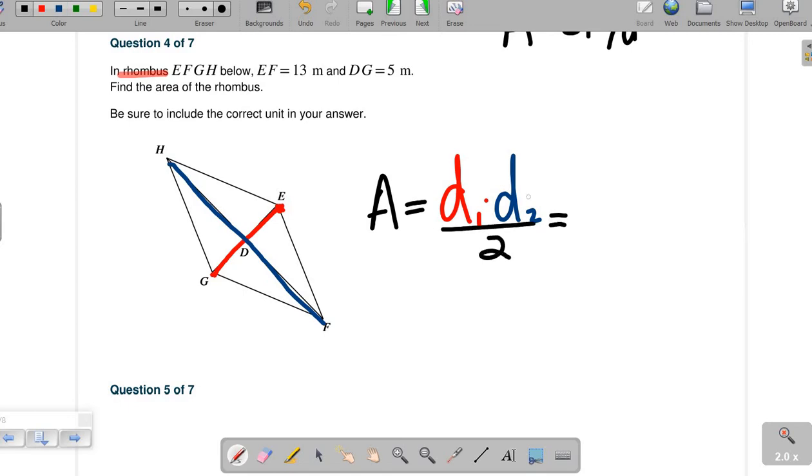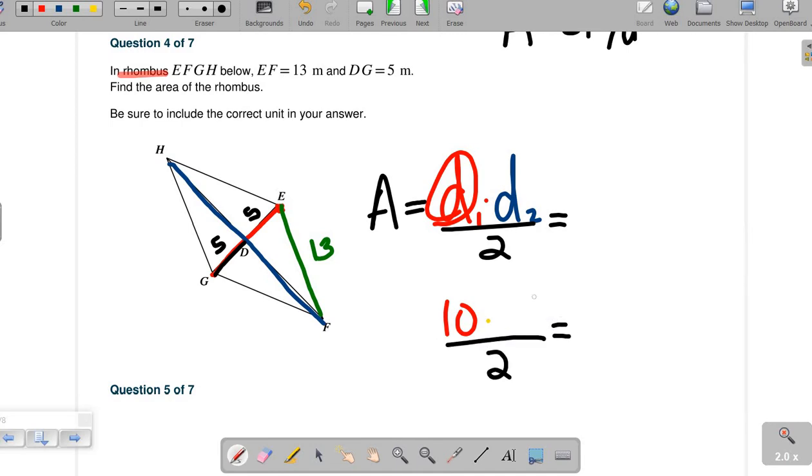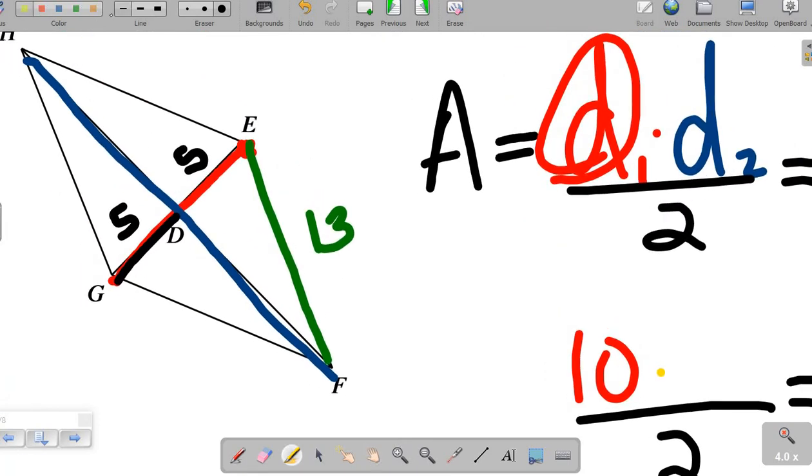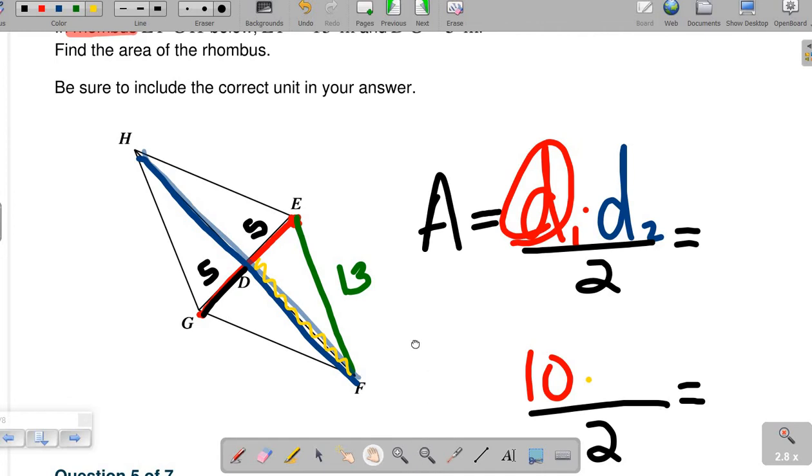Let's see what kind of information I have been given here. We've been given the fact that E to F is 13, D to G is 5. Find the area of the rhombus. Well, first we see with the 5 and the 5, our first diagonal is 10. What we're missing is that second diagonal. Let's come close here. We need the length of this diagonal right here. We're going to get it by first finding this, which has two sides, and we need the third side.